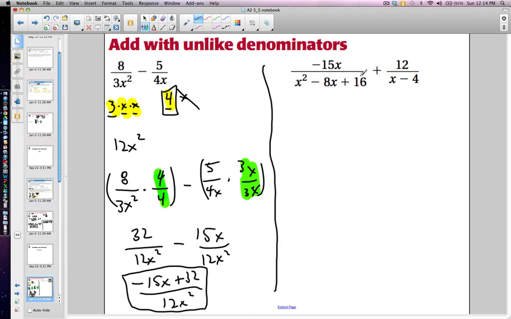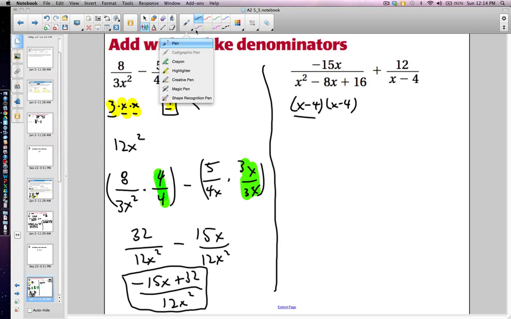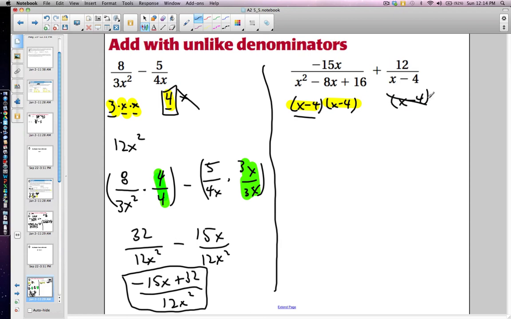In this problem, it's a little more complicated. I want to factor this. Factors of 16 that add up to 8, that's 4 and 4. So this is x minus 4 times x minus 4. So I'm going to use the x minus 4. I'm sorry, I promised you I was going to use highlighters, so let's do that. I'm going to use the x minus 4 and the x minus 4. When I look at the other factor, it's x minus 4 again. I've already used it, so I'm not going to use that one. So this is the common denominator.